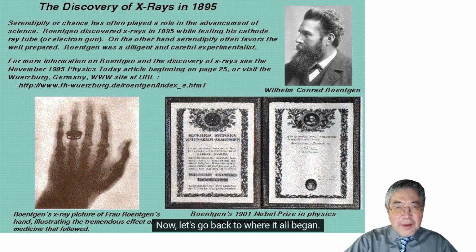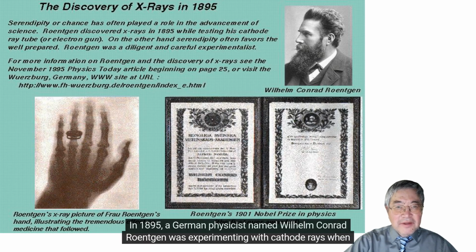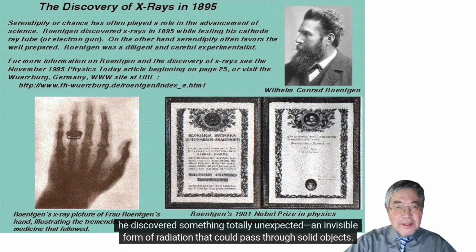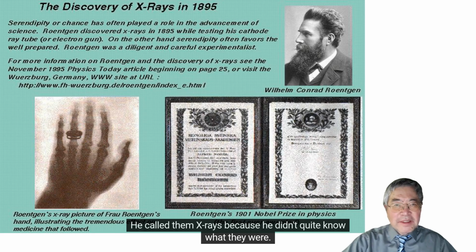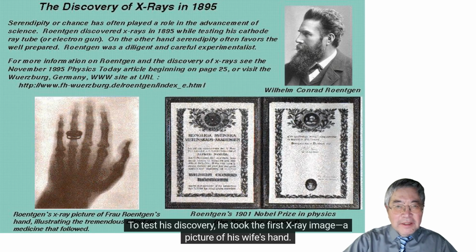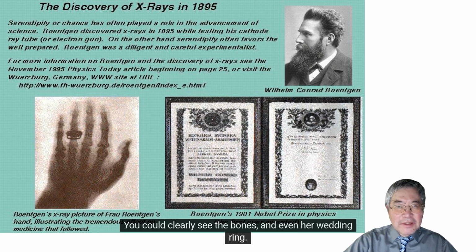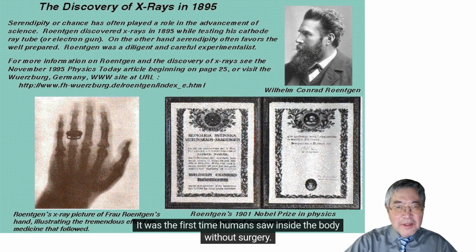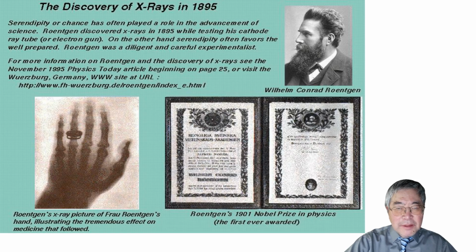Now let's go back to where it all began. In 1895, a German physicist named Wilhelm Conrad Röntgen was experimenting with cathode rays when he discovered something totally unexpected, an invisible form of radiation that could pass through solid objects. He called them X-rays because he didn't quite know what they were. To test his discovery, he took the first X-ray image, a picture of his wife's hand. You could clearly see the bones and even her wedding ring. It was the first time humans saw inside the body without surgery. That moment changed medicine forever.